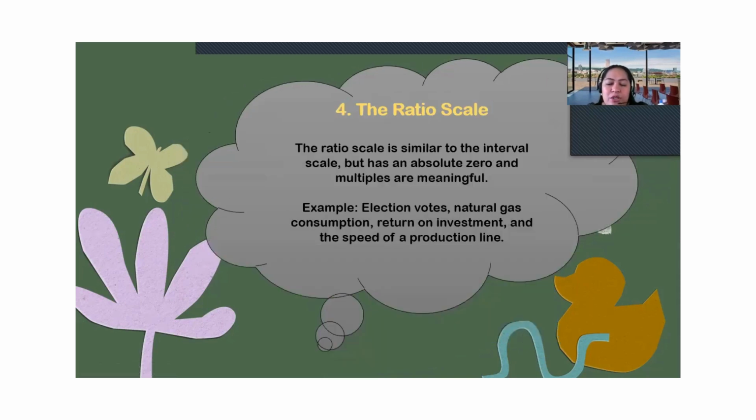Next is the ratio scale. The ratio scale is similar to the interval scale but has an absolute zero and multiples are meaningful. For example, election votes, natural gas consumption, return on investment, and the speed of a production line.